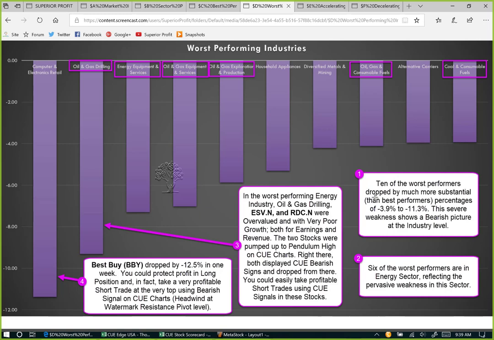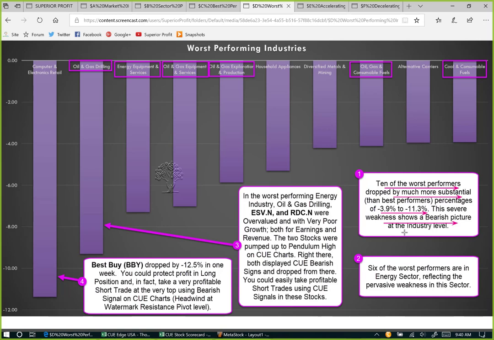We saw the best performers went up by significant percentages. However, the worst performers dropped by much more substantial percentages, between 3.9 to 11.3 percentages. This severe weakness shows a bearish picture at the industry level. We have very mixed picture. At the broad market level, we have neutral picture. At sector level, it was slightly bullish. And from the best and worst performing industries, we see there is more thrust to the downside. This is confusing time. Better to stay away from swing trades.